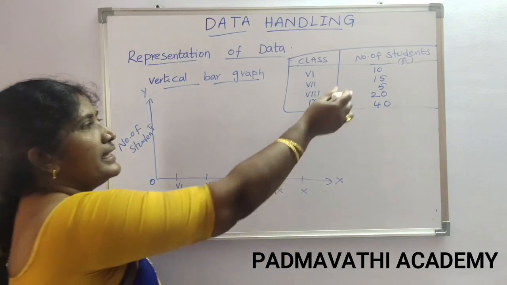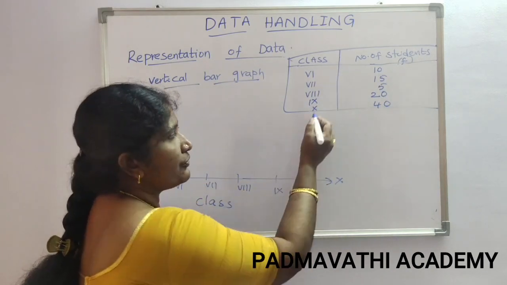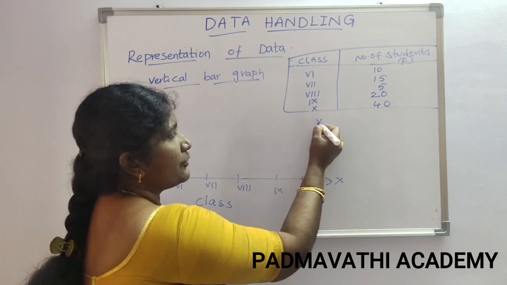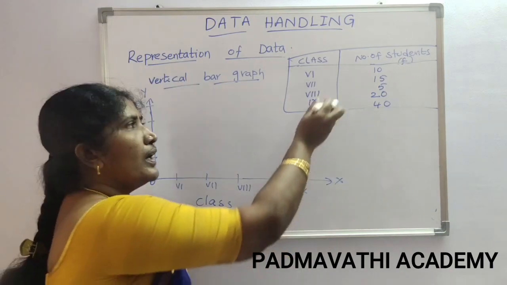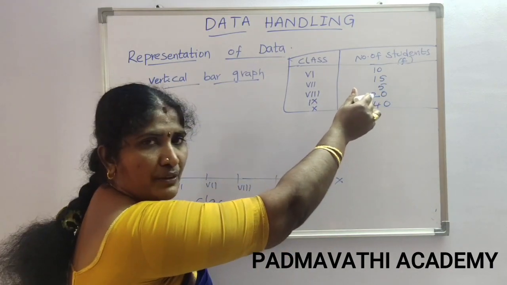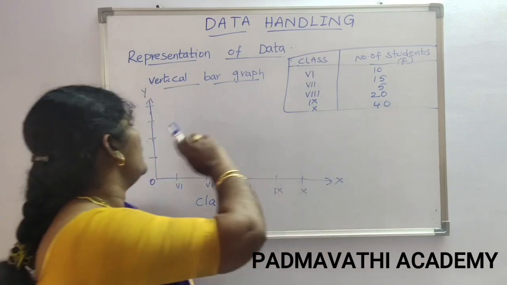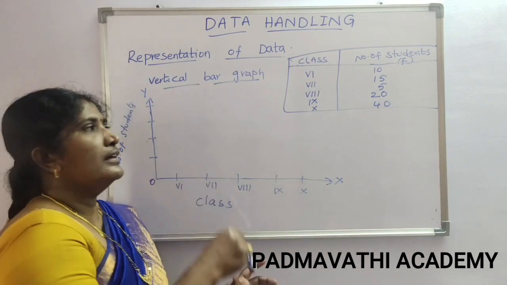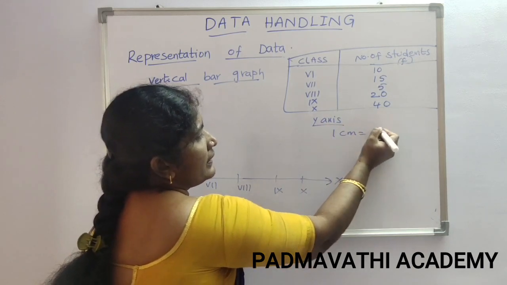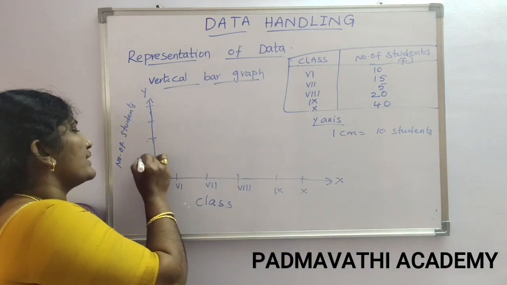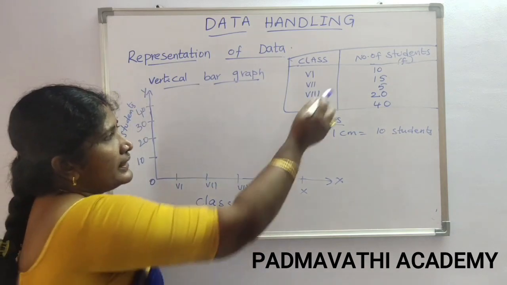Now the number of students. Observe here all frequencies have the highest common factor 5. Therefore we take the scale on the y-axis only, because on the x-axis we take classes. Here 5 is the common factor for all, and the highest is 40, so up to 8 centimeters we take on the graph. Here I am taking on the y-axis 1 centimeter equal to 10 students. 1 centimeter is 10 students, 2 centimeters 20, 3 is 30, 4 is 40.